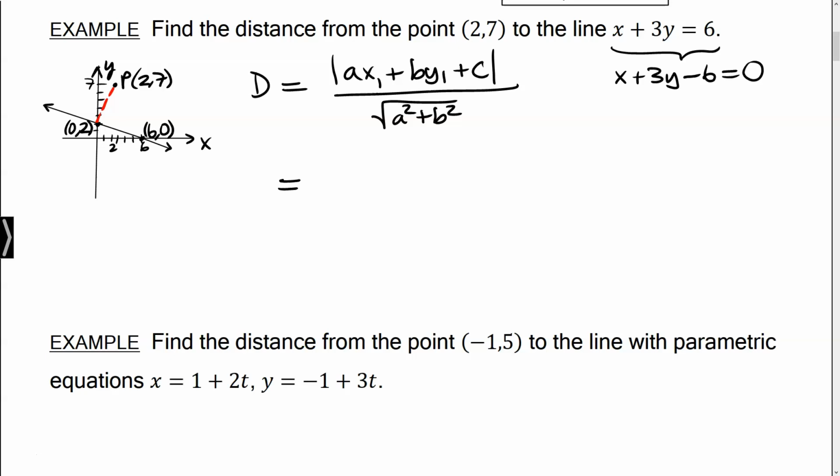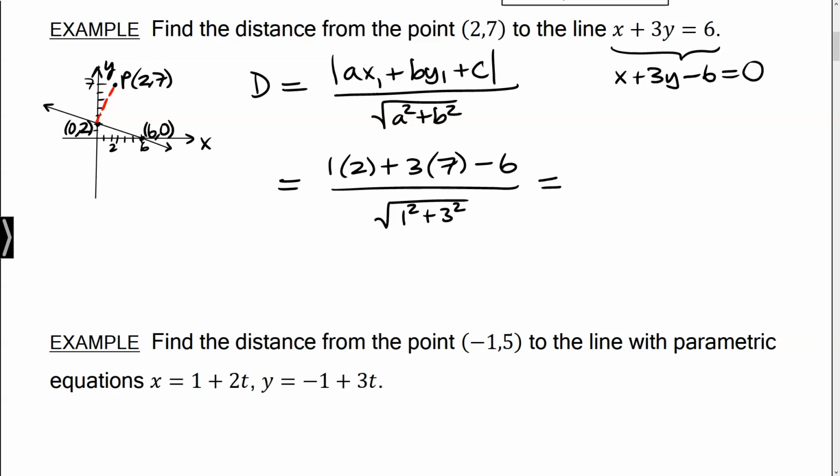So if we plug in the points, 2, 7 is the point we're plugging in. So we've got 1 times x plus 3 times y minus 6, that's the plus c, all over square root of 1 squared plus 3 squared. Okay, and that's going to make 21 and 2 is going to be 23 minus 6, so we get 17 on top over square root 10. And that is the distance from the point to the line.